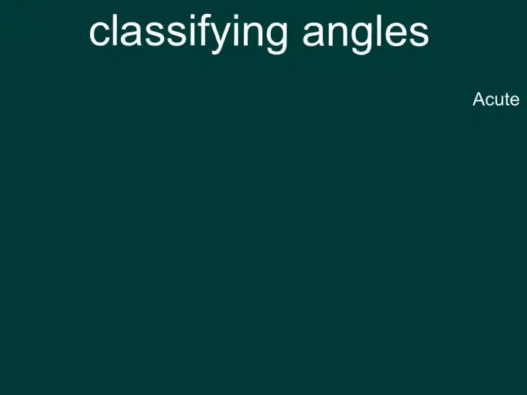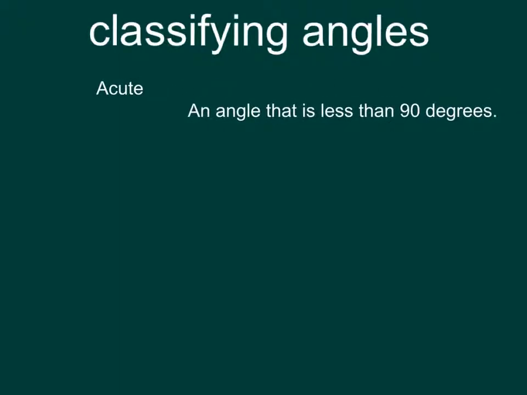First, let's look at an acute angle. An acute angle is an angle that is less than 90 degrees. This is an acute angle because it's less than 90 degrees. So is this one. And so is this angle. All these angles are less than 90 degrees, so they are acute.